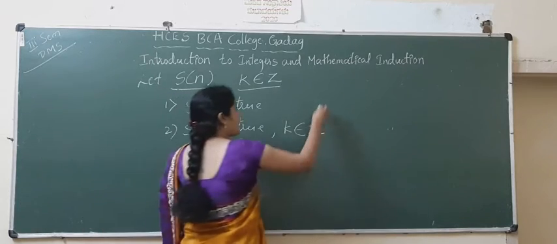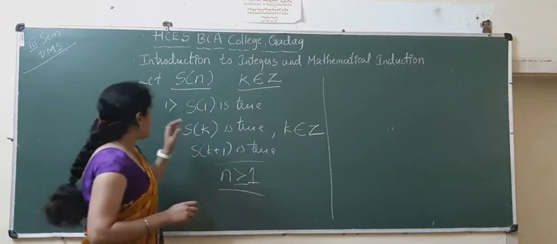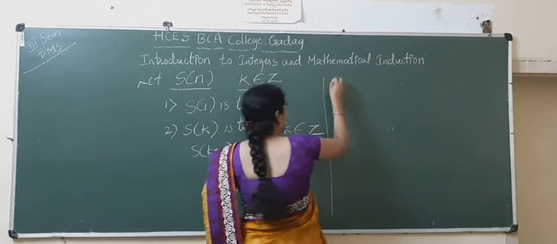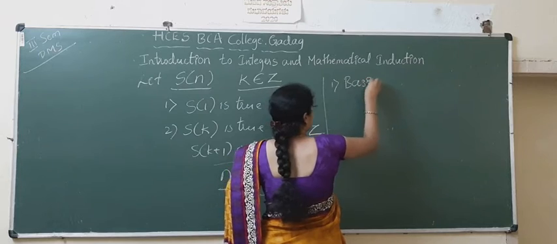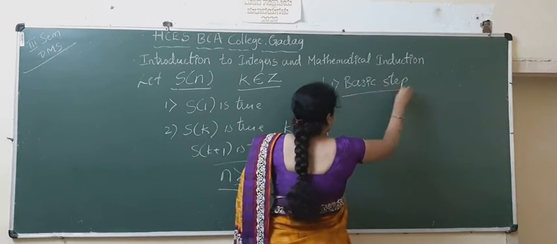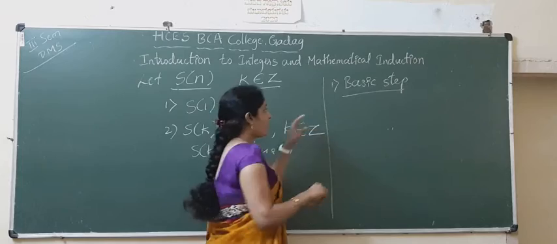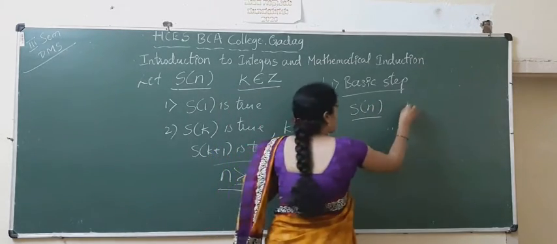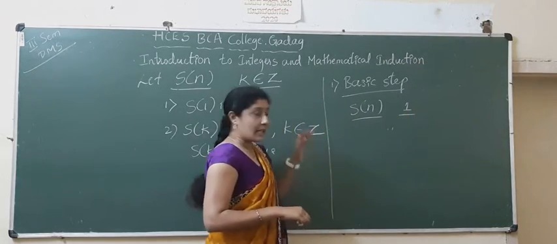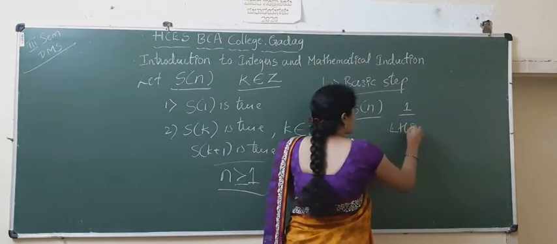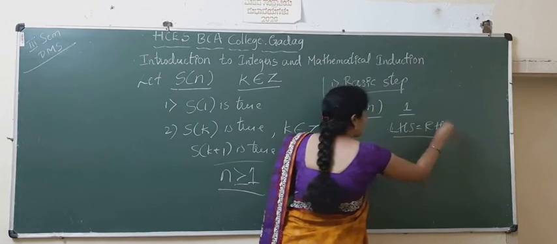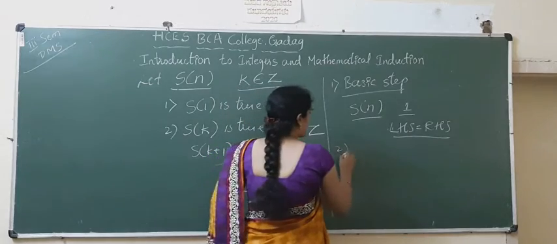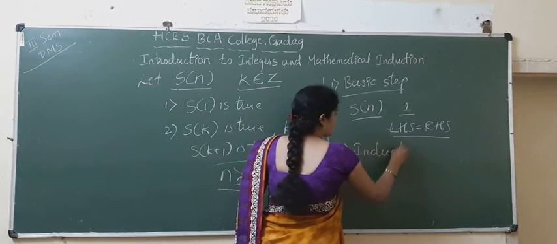Now, this mathematical induction, we have to carry out based on two steps. The first step is the basic step. In the basic step, wherever there is n in the given open statement, we have to put 1. Then if we get LHS equal to RHS, we can say that S of 1 is true. And the second step is the induction step.